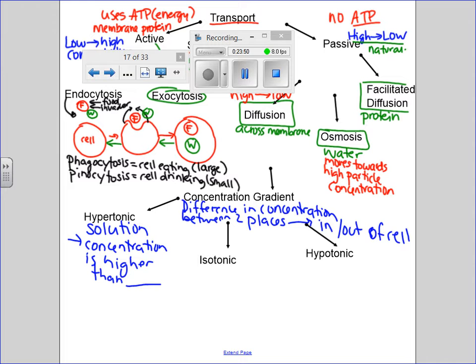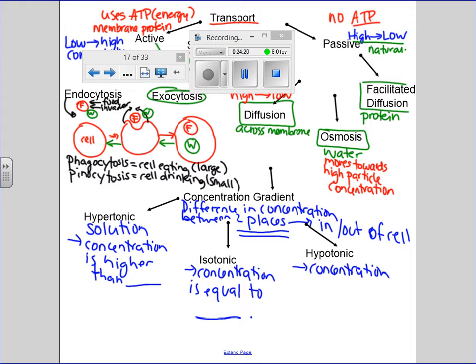Now, if we use the word isotonic, we are saying that concentration is equal to the concentration in some other location. Now remember, we're always comparing two places, so you can't use one of these words without telling me the two places that you are comparing. Hypotonic means that concentration is lower than some other place. So I'm just going to pause here and make sure everyone has a chance to write these.